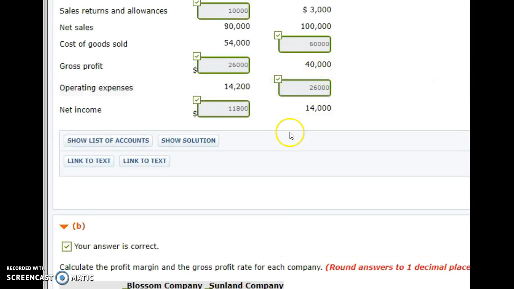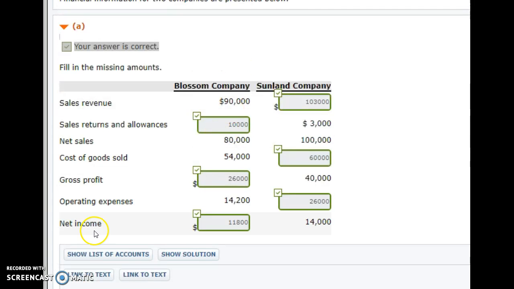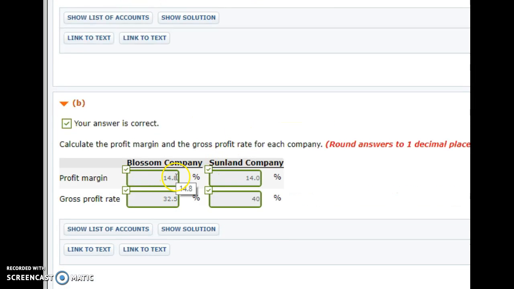Then moving on to Blossom Company with the profit margin and gross profit rate. Profit margin is figured out by taking the net income and dividing it by the net sales. So coming back up here, the net income is 11,800, and the net sales are 80,000. So 11,800 divided by 80,000 will get us about 0.148. We convert that to a percentage, and we get 14.8%.